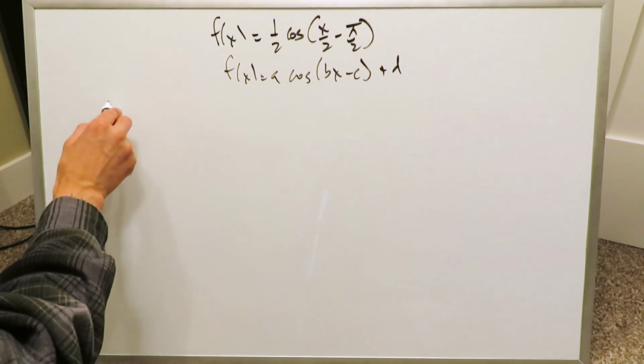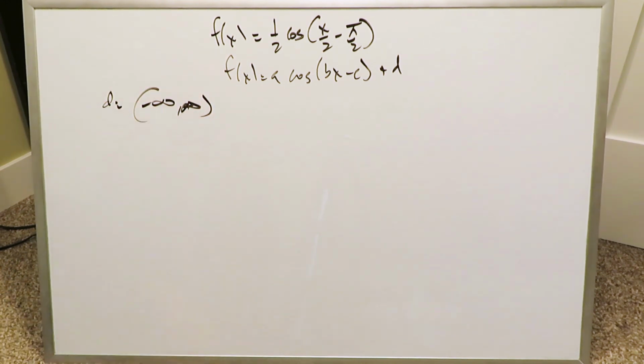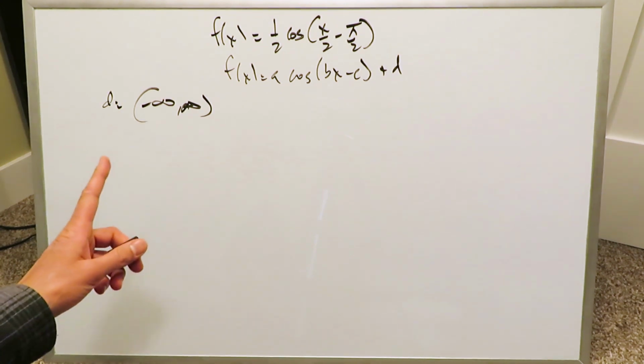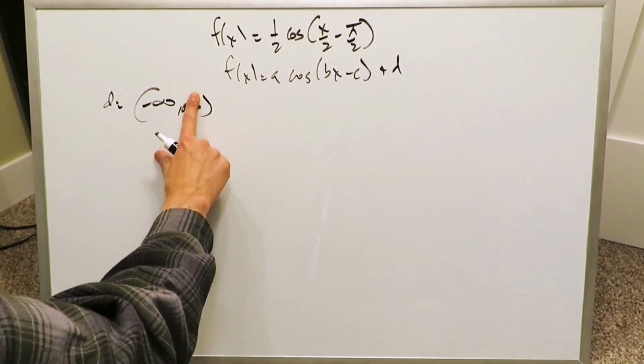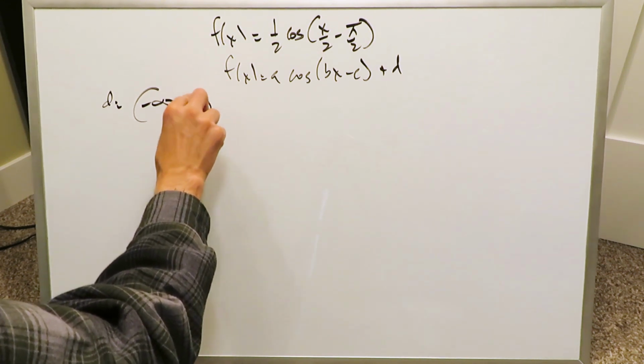Not too hard. Domain, always, unless otherwise stated, is minus infinity to positive infinity. That's the easiest thing. All real numbers is the domain of sine and cosine because they go on forever. All real numbers is your domain.